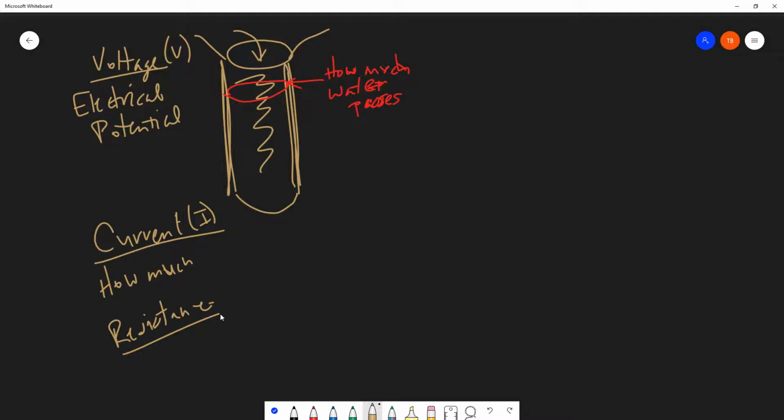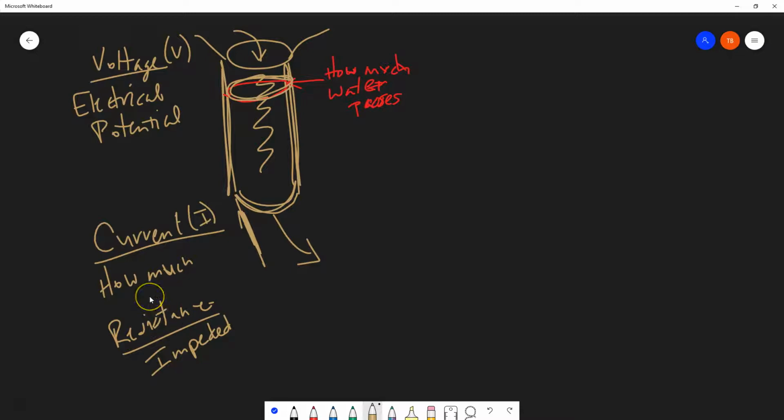So resistance is how the voltage is impeded or slowed down as it travels through. Looking at our diagram here, if we were to open a flap on the bottom of this tube, the water starts flowing out. As the water flows, we measure how much water is passing through this point at any given moment. That represents the current.